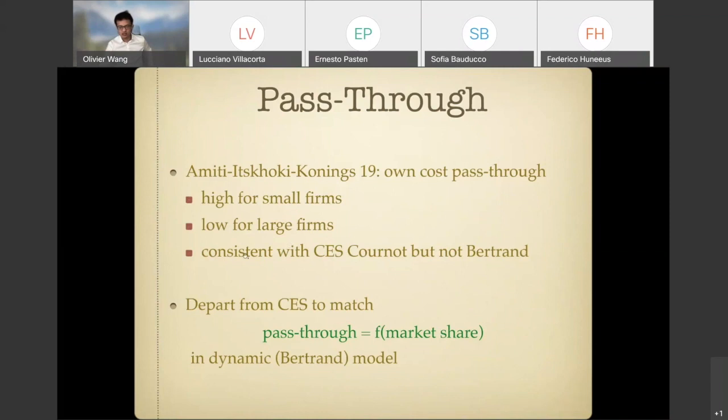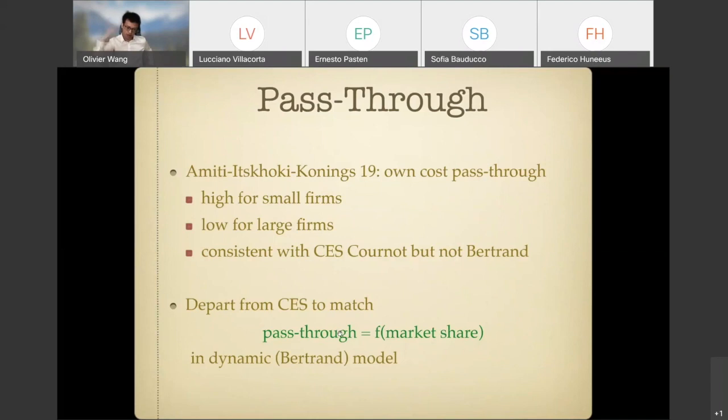And so they show that this is consistent with CS, Cournot, but not Bertrand. In fact, that's because they stick to CS. And so what we do here, because we have to go with Bertrand, which is the dynamic price setting game, in fact, that can be completely consistent with Bertrand as long as you depart from CS. And so we're going to use this Kimball demand to match this evidence of pass-through as a function of market share, okay? So different sectors or different firms have different market shares and they have different pass-through. So I can compute the pass-through to an idiosyncratic cost shock in the model, in the dynamic model, back this out. So it's a form of indirect inference.